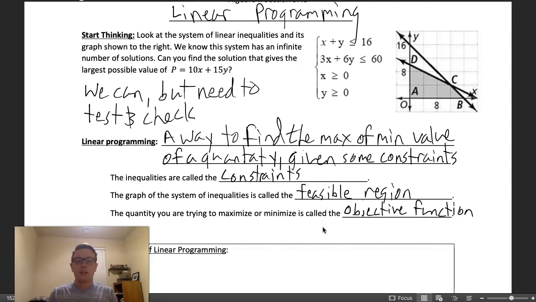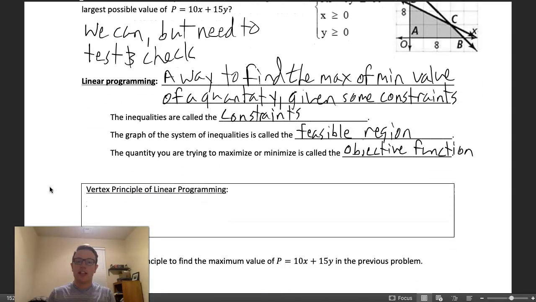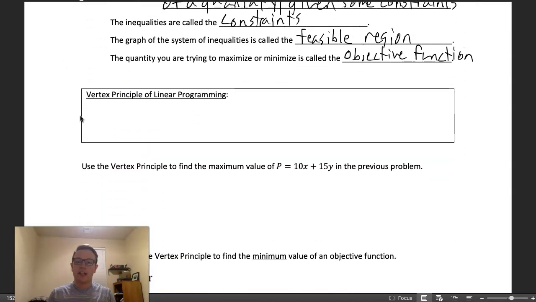So this is a lot of words, but what we're saying is we have some objective function, something we're trying to maximize or minimize, inside of a feasible region, a region that we have to test. That region is bound by constraints. And all we're trying to do is find a maximum or a minimum value. Now, thankfully, we know we need to test and check, but we have a tool that tells us we don't need to test and check an infinite number of points. And that's the vertex principle of linear programming.